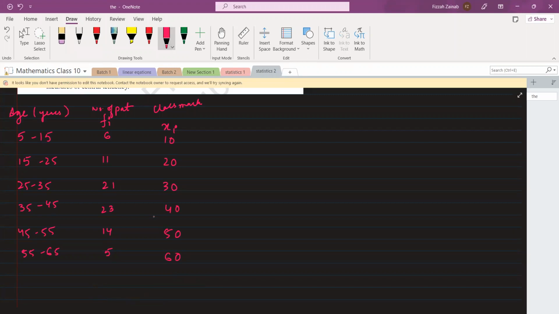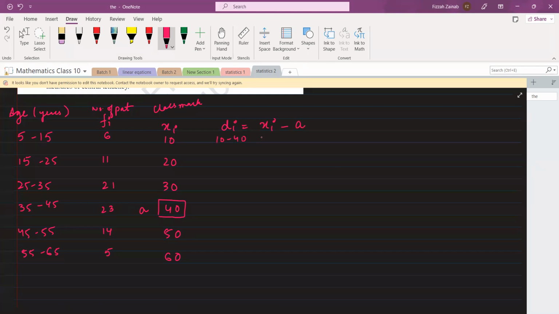Next, let us do assumed mean. Okay, Hamna? Yes, ma'am. Okay, let's do assumed mean. So I take this 40 as my A. So the next column is di, which is xi minus A, right? All right. So 10 minus 40.